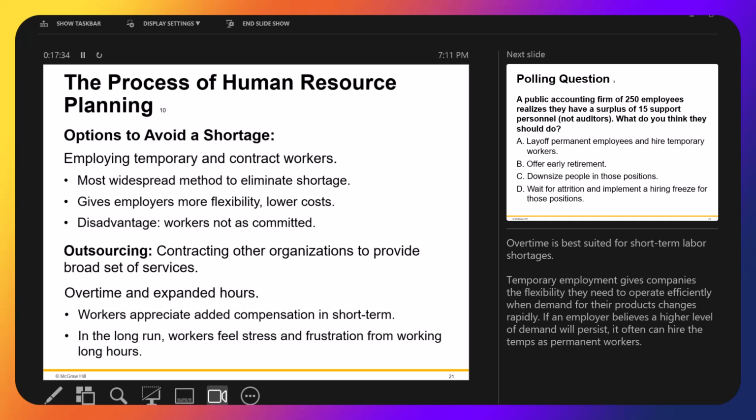Outsourcing, contracting other organizations to provide broad set of services. Overtime and expanded hours: workers appreciate added compensation in the short term, and in the long run, workers feel less stressed and frustrated from working long hours. So you see, outsourcing could be a way to have somebody else, a third party, do some of the services for you. And overtime and expanded hours, again, they both have good consequences and some bad consequences when you look at it in the long run, short and long term.